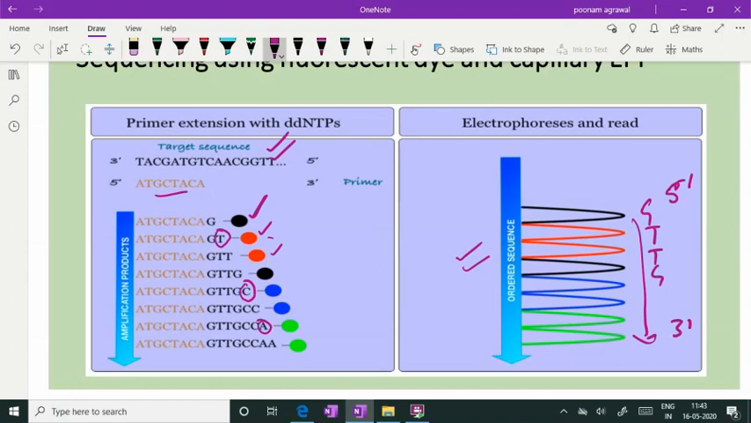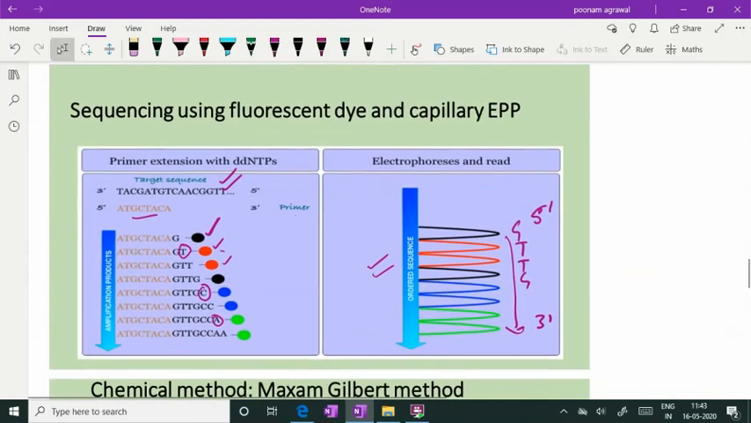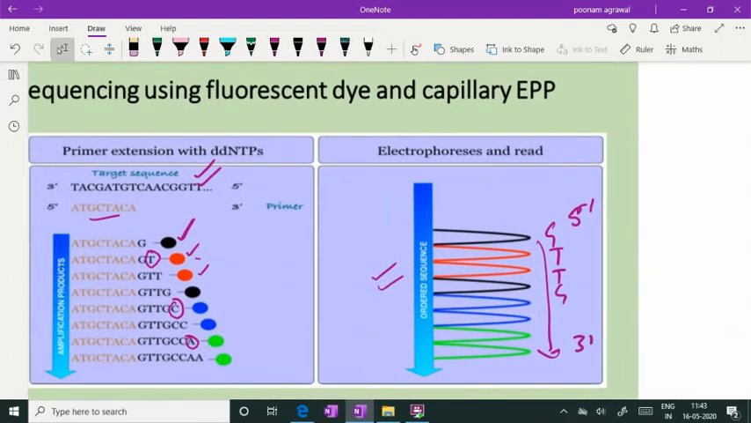This is how the sequence is analyzed using capillary electrophoresis, where the fluorescent dye is labeled on the dideoxynucleotides and they are being read.